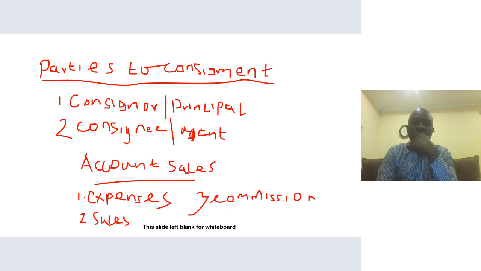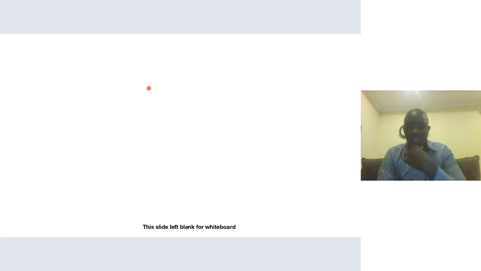Now, I want us to look at the differences between a sale and a consignment. So the normal sale and the consignment, if we have any differences. You realize that a consignment transaction might seem to be similar to a sale, but there are some grounds in which the two are different. So that is what I want us to look at, the differences between the consignment and the sale.